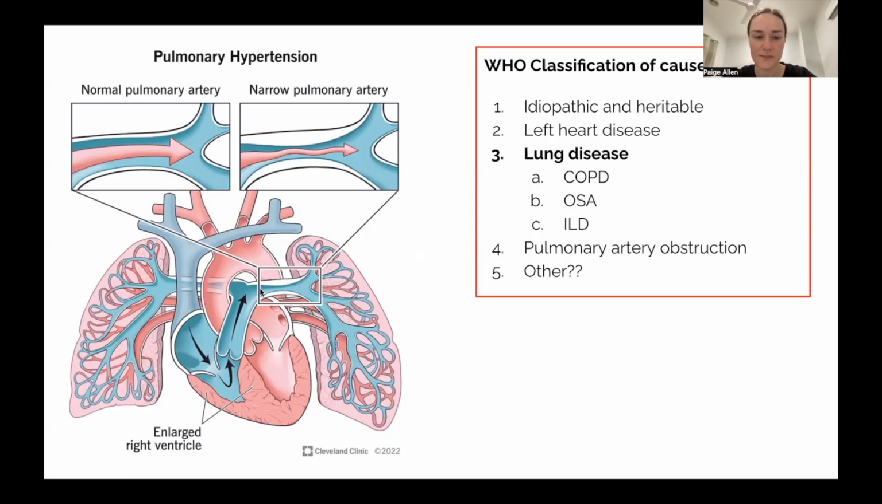That can then cause backflow into the right ventricle and then into the right atrium, because of this back up in pressure. The actual causes are classified through a scale of 1, 2, 3, 4, 5. One is idiopathic and heritable. Two is caused by left heart disease, right? If you have left heart failure, the blood backs up into your lungs, and therefore you can get that back up even further into the right side of the heart. Lung disease is the number one cause in Australia. Then pulmonary artery obstruction, like chronic PEs, and then other, I'm not sure what that would be.